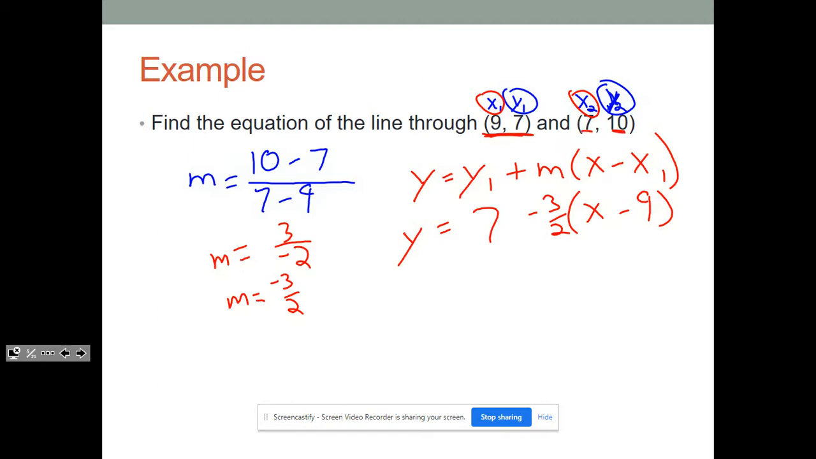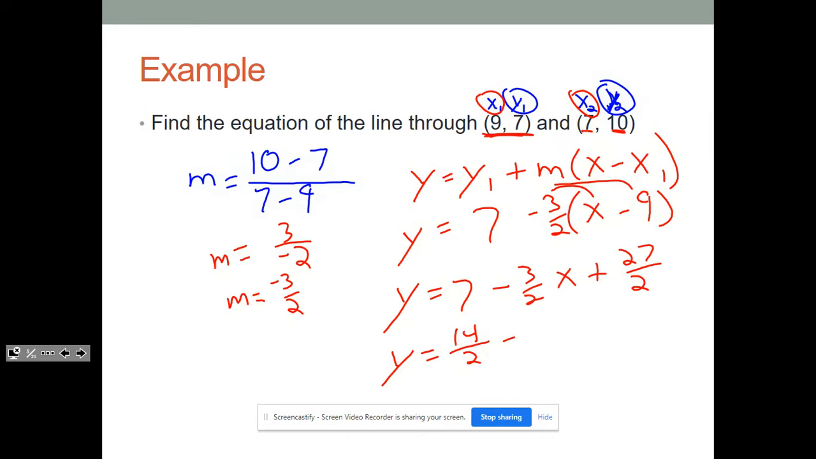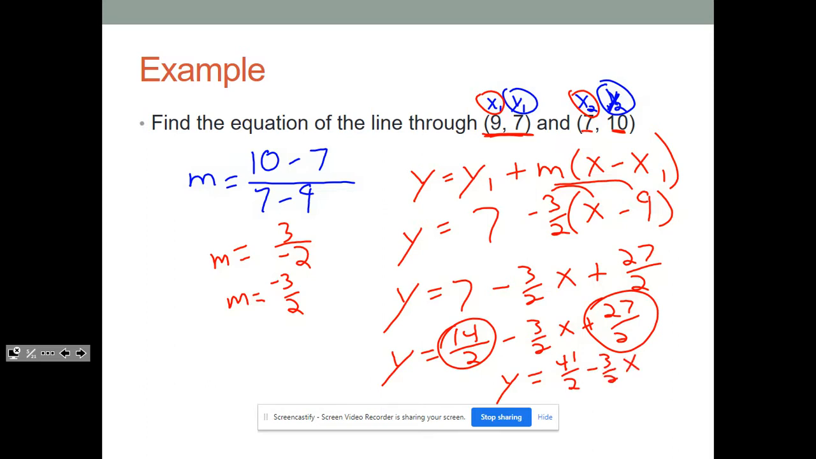Okay. If we need this in slope-intercept form, we need to distribute it. I'll show this real quick. So it's negative 3/2 x plus, it's going to be 27 over 2. And then we need a common denominator. So 7 would be the same as 14 over 2. All right, combine our like terms, which are those two. So that would be 41 over 2 minus 3/2 x. Oh, there's no y-intercept in my slope.